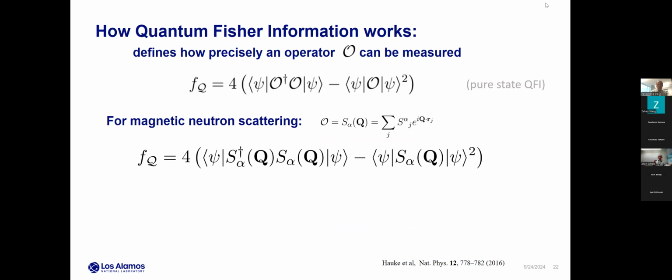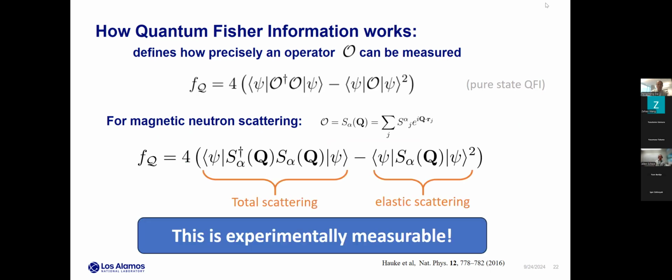what we want to define this O as is the Fourier transform S operator. And if you plug that into the equation for quantum Fisher information, you get the equation on the bottom, and click next. Those of you who are familiar with this kind of measurement will see that the equation on the left is equal to the total scattering, the energy integrated scattering at a given wave vector Q. The term on the right hand is equal to the elastic scattering, the omega equals 0 scattering at a given wave vector Q. Both of these are experimentally measurable, and so your QFI is simply equal to the integrated inelastic scattering at a given wave vector.